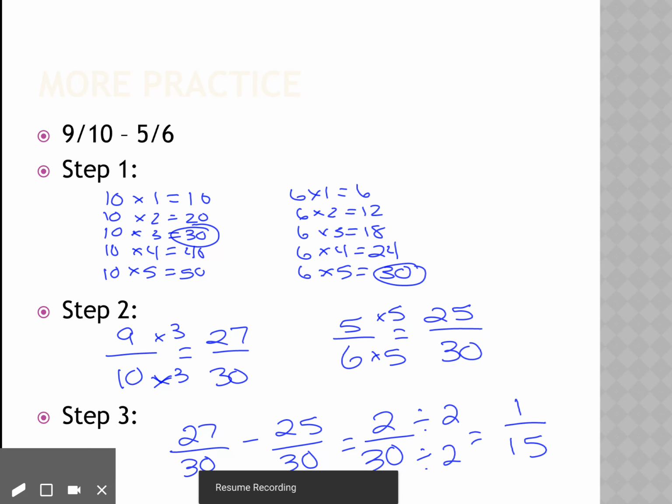So I hope you found this refresher lesson useful. You're going to need to use it in the next 2 lessons when adding and subtracting rational numbers.